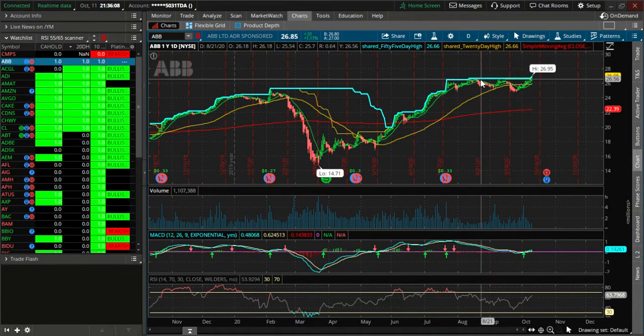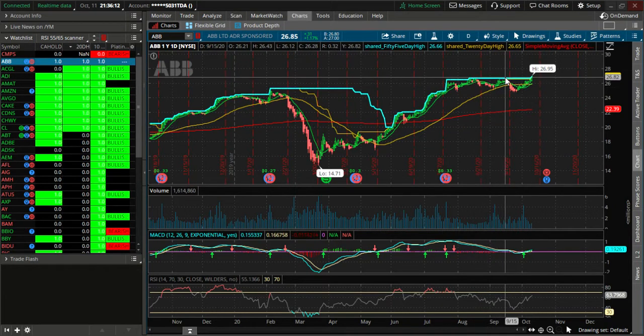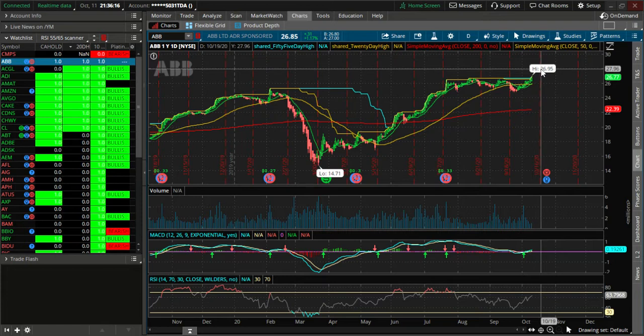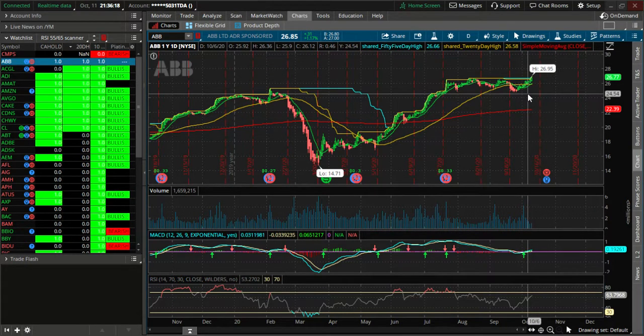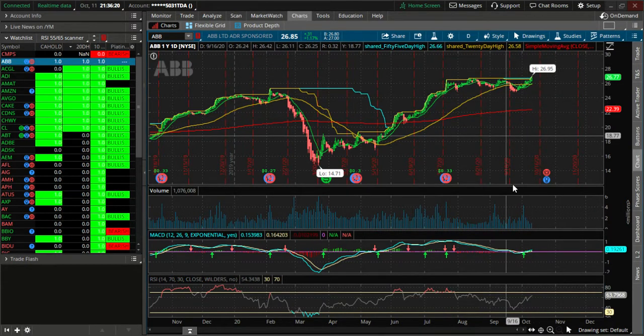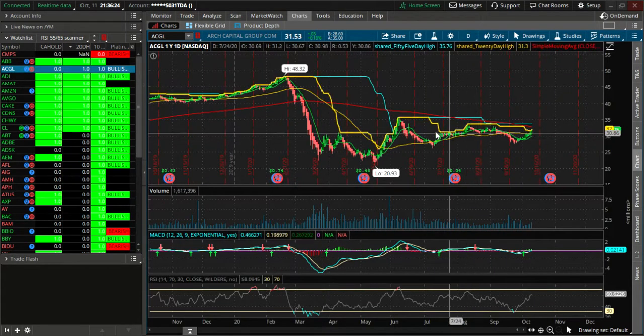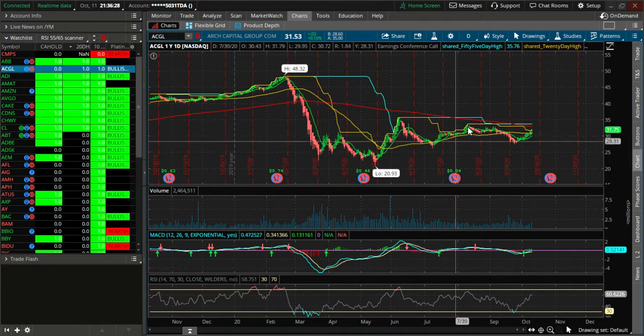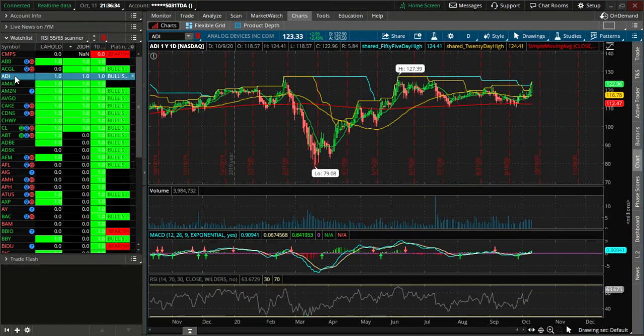So yeah, it has touched, rejected, touched, rejected. It came up, broke that resistance point, and made a new high. Over here, this one's just trading sideways. You know, it's in a channel right now, consolidating, whatever you want to call it. So that's why I don't like it.